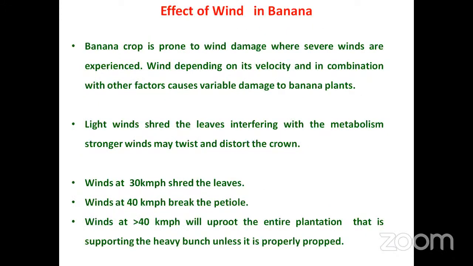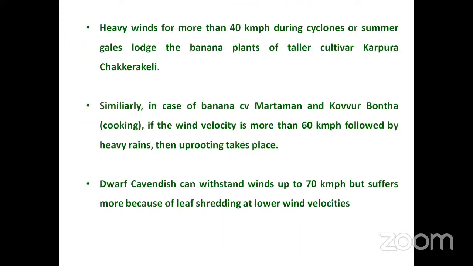When the wind speed is 30 kilometers per hour, they only shred the leaves. When the wind speed is 40 kilometers per hour, we can observe breakage of the petiole. When the wind speed is more than 40 kilometers per hour, complete uprooting of the plantation will take place, especially when the crop is at the bunch emergence or bunch maturity stage. These winds are very common, mainly during the summer months.